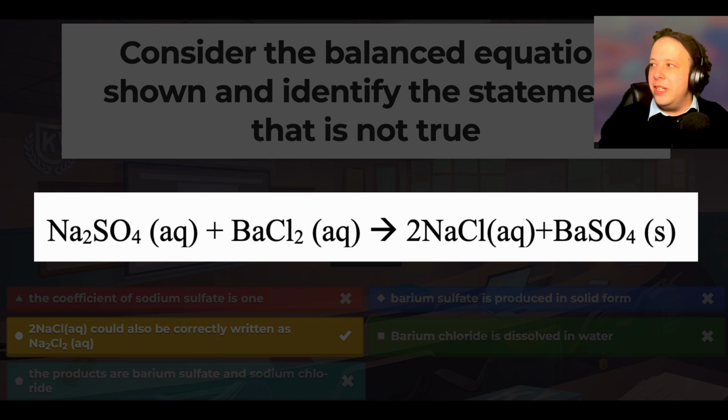So sodium sulfate is this one on the left. You can see it's a coefficient of 1, so that's true. Barium sulfate is produced in solid form. So barium sulfate is our product. We see it's solid, so that's true.